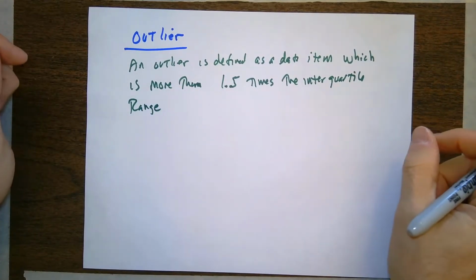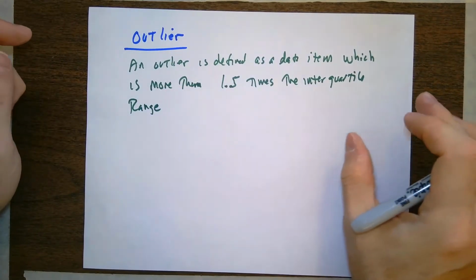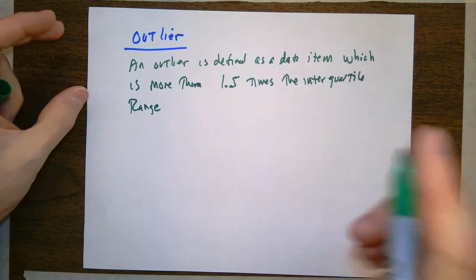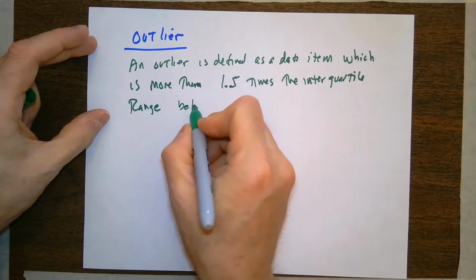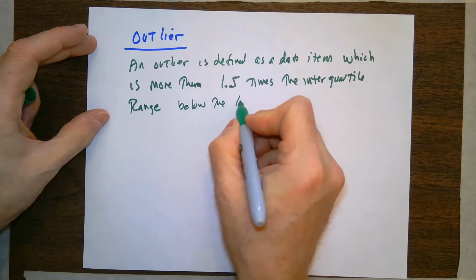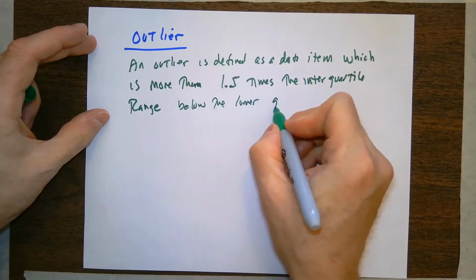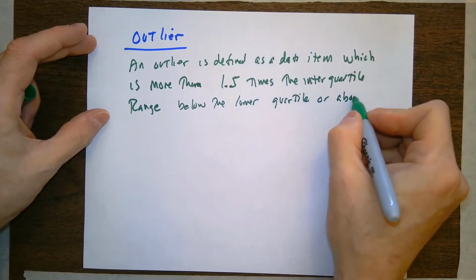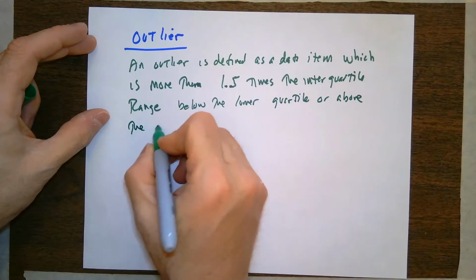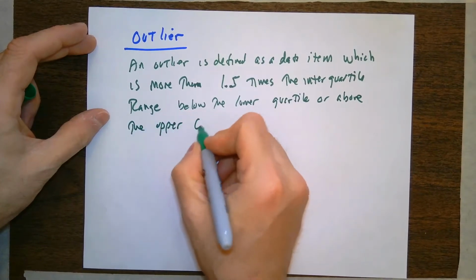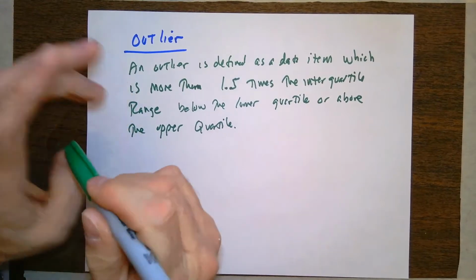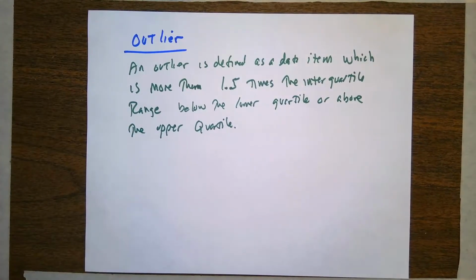One and a half times the interquartile range from what? Below the lower quartile or above the upper quartile? Below the lower quartile or above the upper quartile.